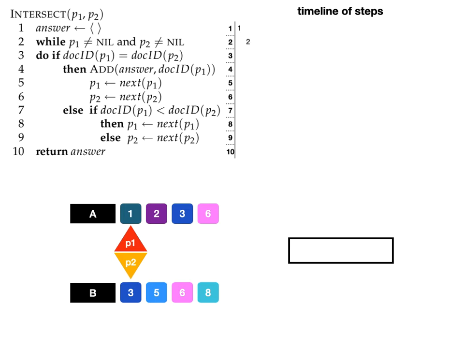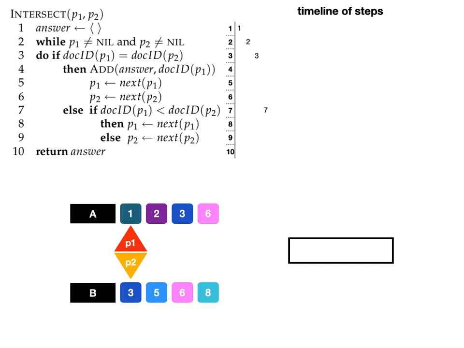We want to check whether P1 is pointing at a value that is the same as the value P2 is pointing at. P1 is looking at document 1, and P2 is looking at document 3. So those are not the same. We will jump to line 7, because this is the else of that if.